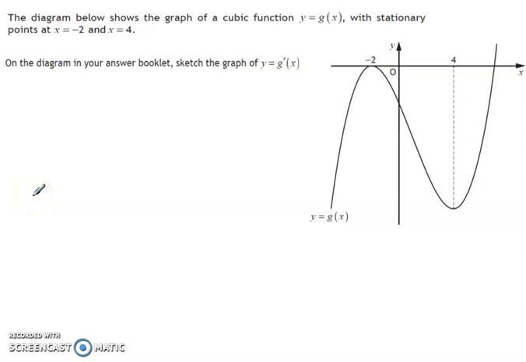Here we have the Higher 2019 paper. This is paper 2, question number 5. Now this question focuses on the relationship between graphs of functions and graphs of derivatives of functions.